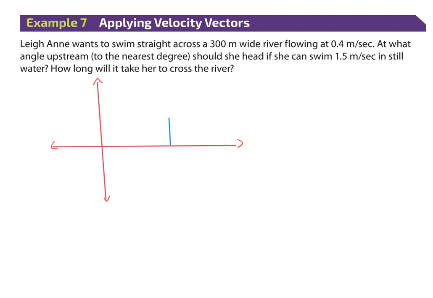And we know how fast it is traveling. It is traveling at 0.4 meters per second. So that's this guy right here. All right. She's going to be traveling upstream, not directly upstream, but across the river, right? So she's going to be traveling from her starting point across the river.